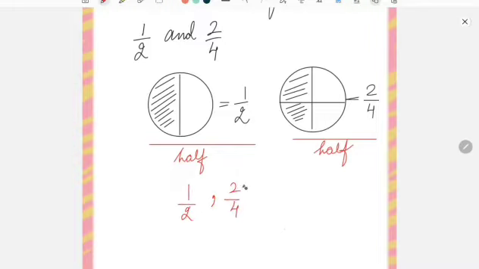Now do 1 by 2 and 2 by 4 have a common factor? क्या 2 और 4 किसी के टेबल में आते हैं? क्या इनका कोई कॉमन फैक्टर है? 2 and 4 दोनों 2 के टेबल में आते हैं, राइट? So 2 1s are 2 and 2 2s are 4. तो क्या 2 by 4 की फ्रैक्शन को हम 1 by 2 लिख सकते हैं? लिख सकते हैं, राइट? That means 1 by 2 and 2 by 4 are equivalent fractions.